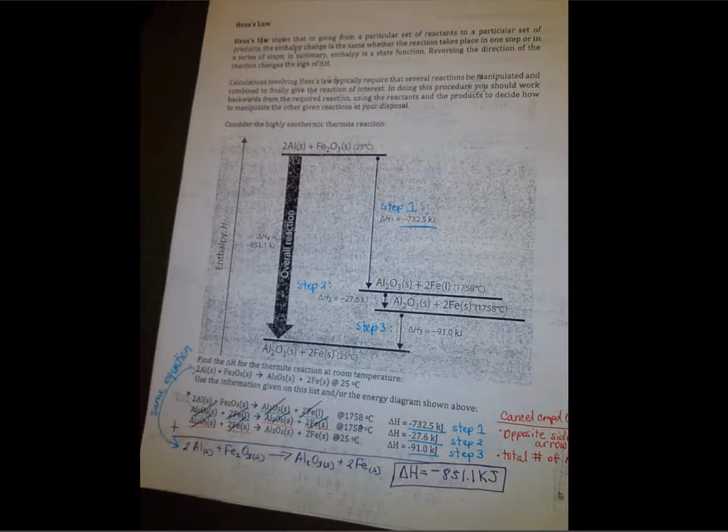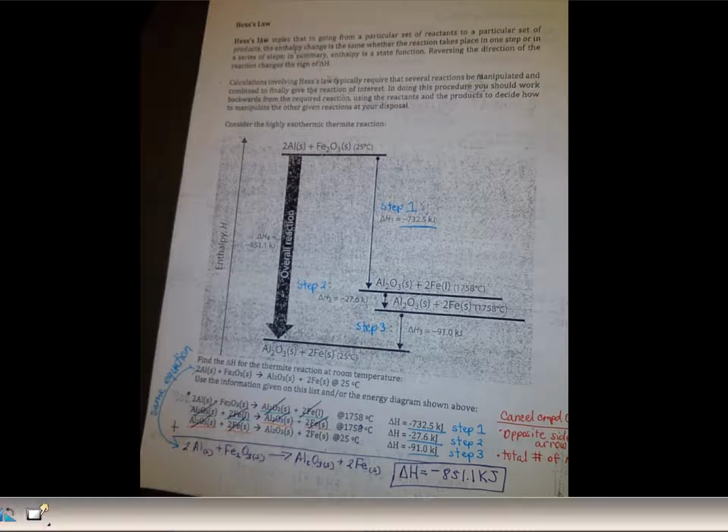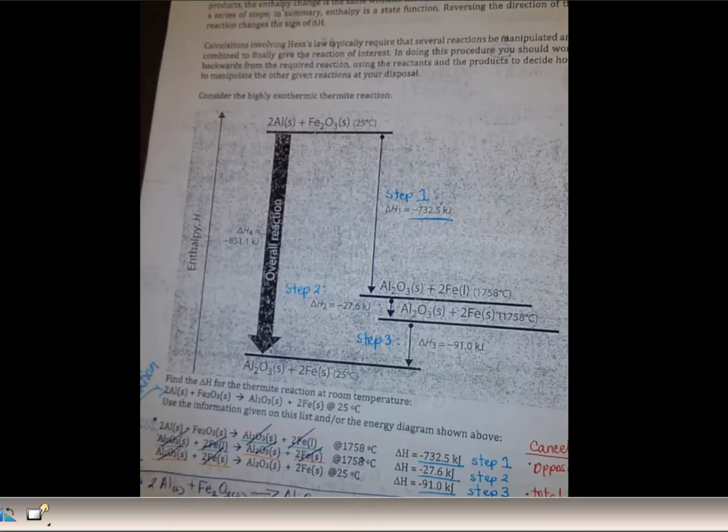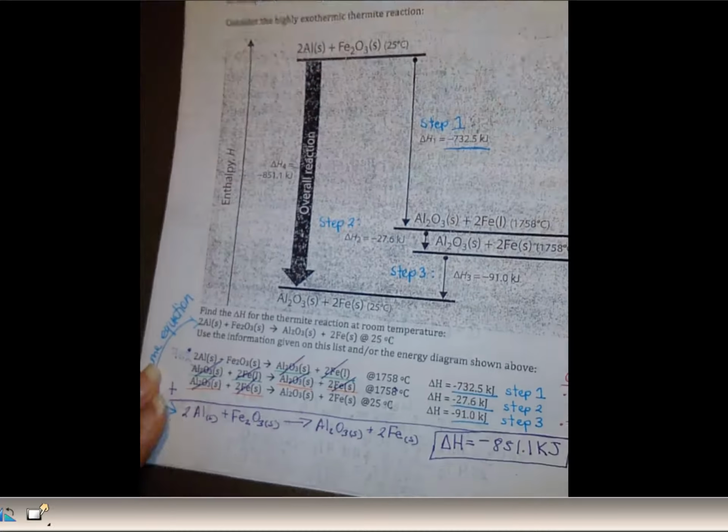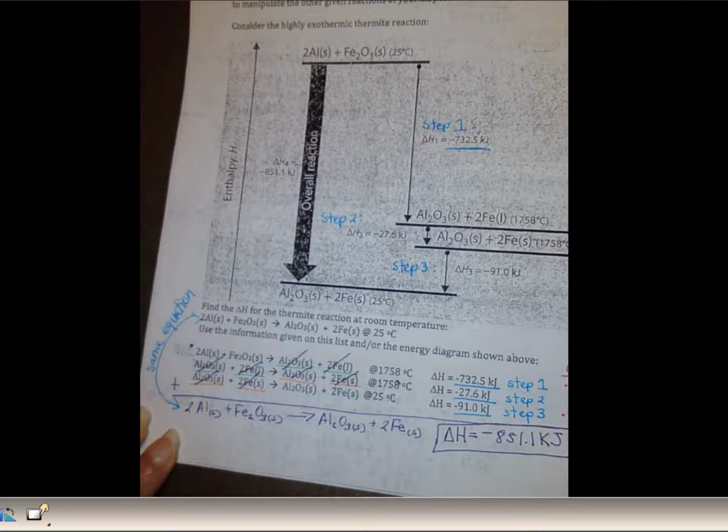If you look at this equation right here, you've got aluminum oxide that is in the product, and you have aluminum oxide that is in the reactant. Both of these can cancel out. You have 2 moles of liquid iron in the product, and you have 2 moles of liquid iron in the reactant. These two can cancel out.